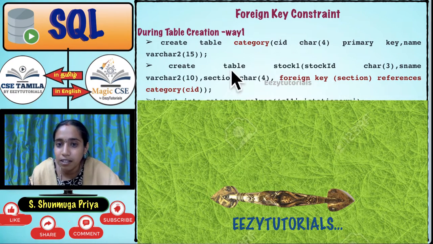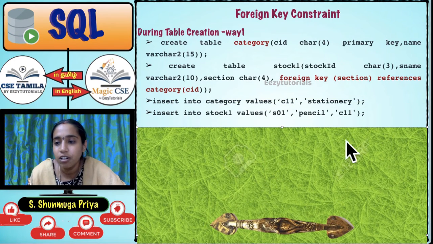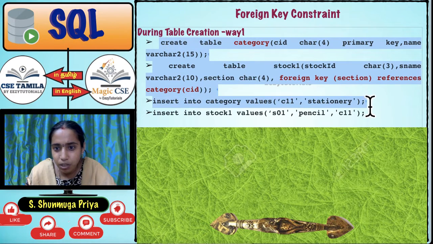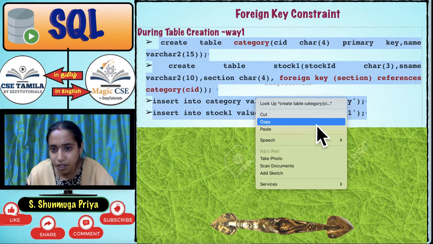First one, since this foreign key is present in this table, you have to write just foreign key, then in the bracket you have to give the column name which is in this table, then references followed by the table name, and in the bracket you have to give the referencing column. So this is how you have to create the foreign key. So let us execute this and see. I am creating both the tables and I am trying to insert values here.